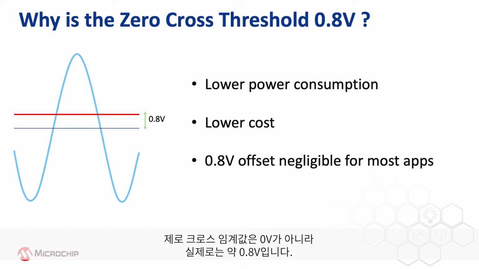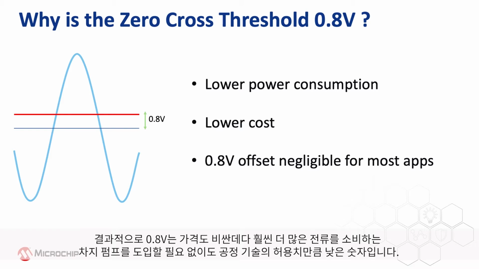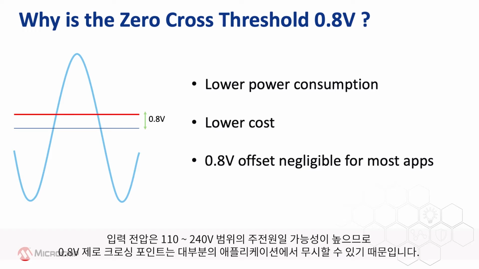The zero cross threshold isn't at 0 volts, it's actually at about 0.8 volts. This is because it would make the ZCD peripheral much more expensive and have much higher power consumption to have a ZCD that detects at exactly 0 volts. As a result, 0.8 volts is about as low as the process technology allows without introducing charge pumps, which are expensive and consume far more current. Since the input voltage is likely to be mains power ranging from 110 to 240 volts, that 0.8 volt zero crossing point is negligible for most applications.